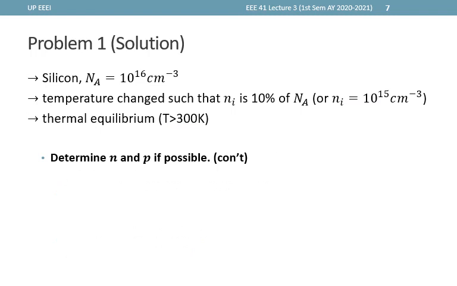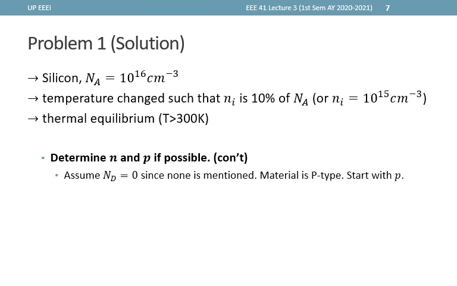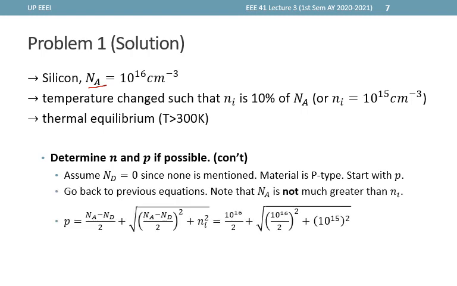We have introduced those equations for lecture 3. We can still use the equations we have from lectures 2 and 3. So here, nothing is said about ND, so we can just assume that ND is equal to 0, and we are certain that it is a p-type semiconductor, so we can start with P using the same equations as before.